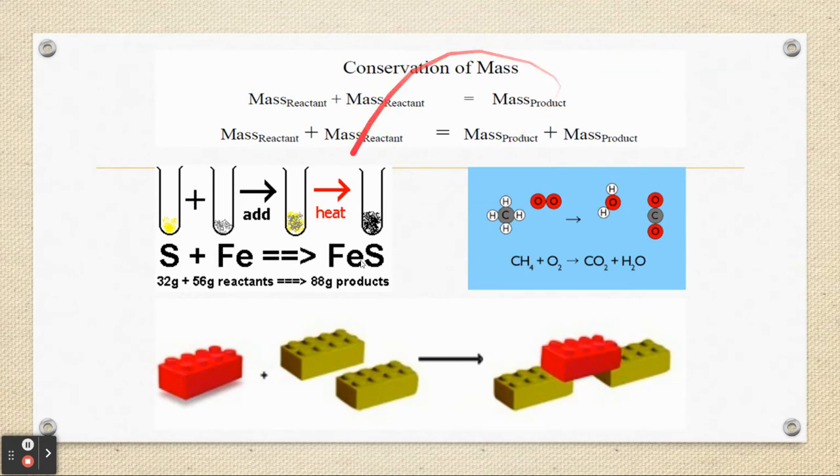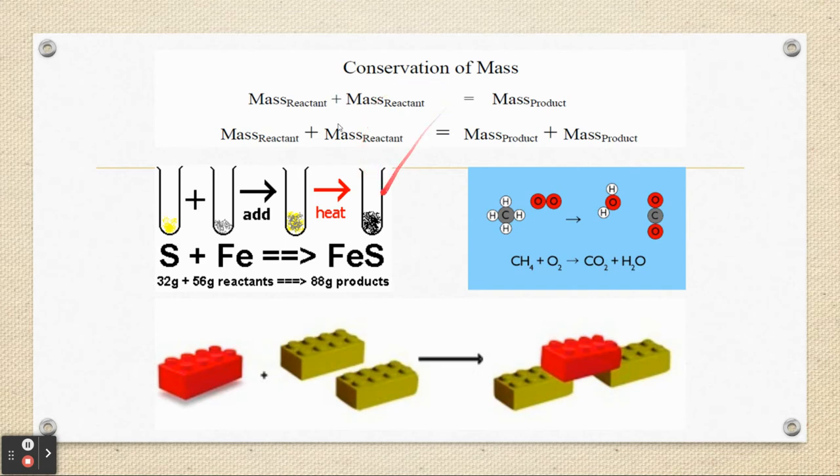So here we can see just an example of rearranging. Here we have sulfur and iron. Before they've reacted, we have 32 and 56 grams. That's a total of 88 grams of reactant. We then mix them together, and after the reaction, we have iron sulfide produced, iron(II) sulfide. Notice the mass here, it's 88 grams, which is what we had at the beginning. It's just a total of 88 grams.